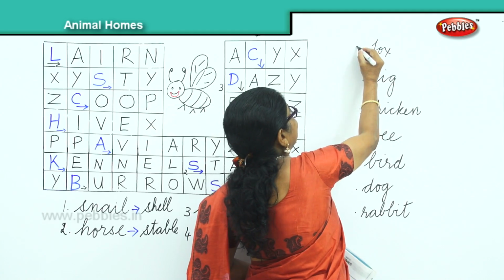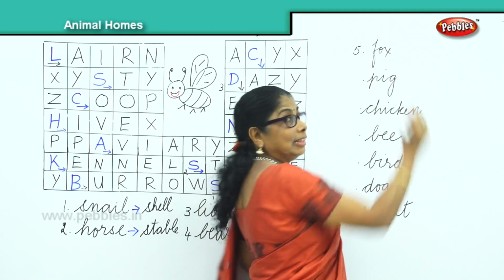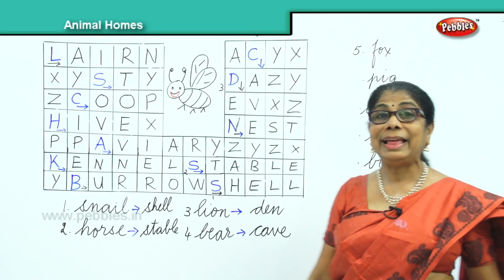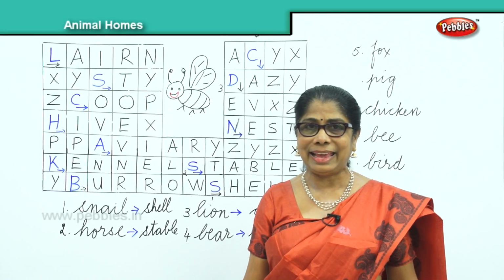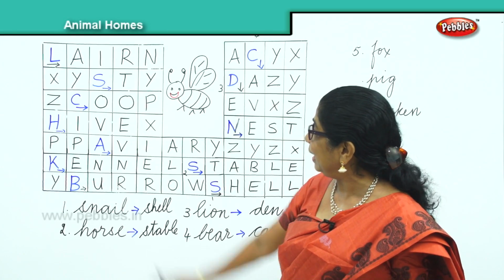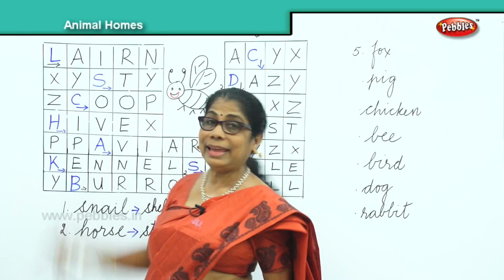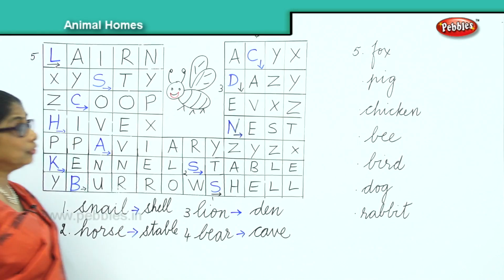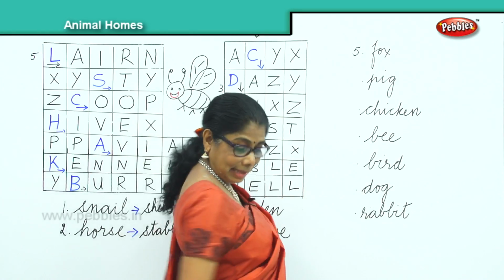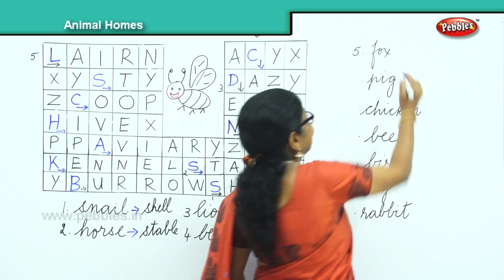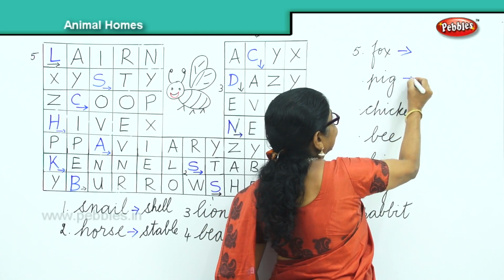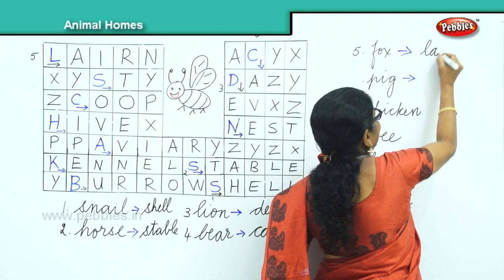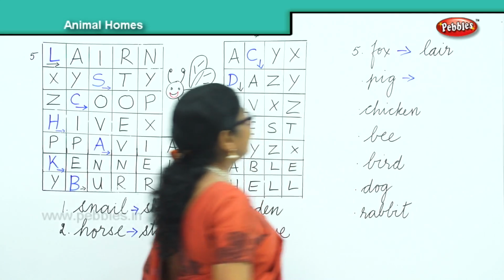Now, 5. Fox. Where does the fox live? The fox. He lives in a lair. L-A-I-R. Find. L-A-I-R. Here is L-A-I-R. Number 5. Okay. So, the fox lives in a lair. Okay, fine. L-A-I-R.